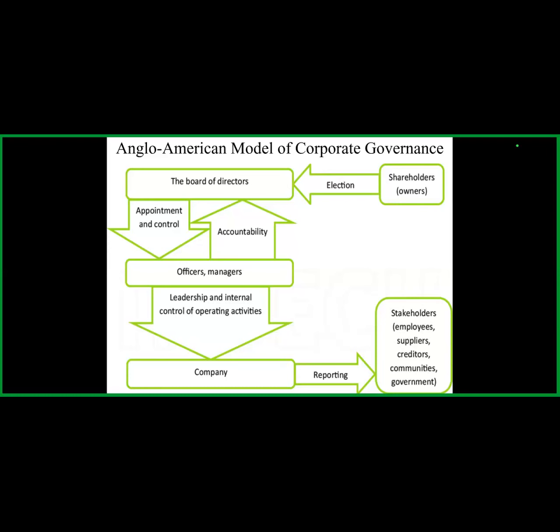So, models of corporate governance. The 4 country models we will be discussing, which we had discussed in the last session also. I hope that if not everyone, many of you might have gone through this model of corporate governance. So, the Anglo-American model of corporate governance talks about different levels.